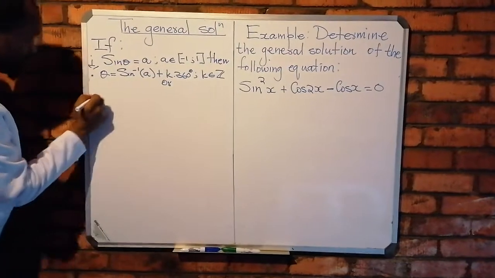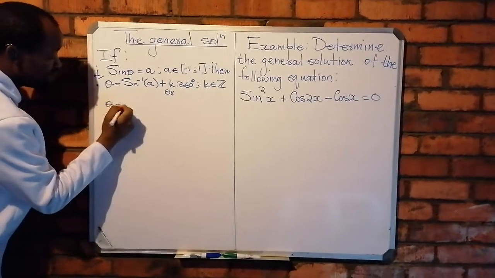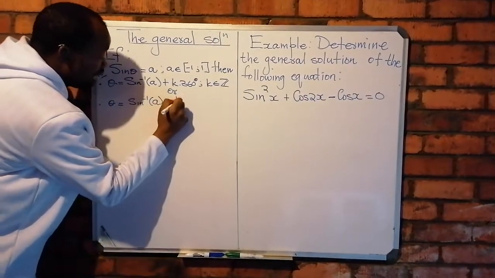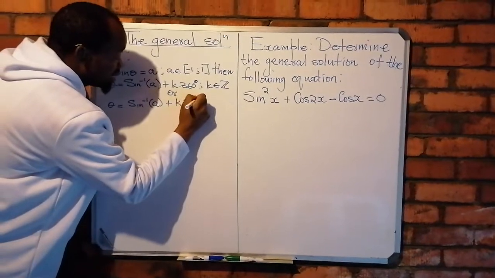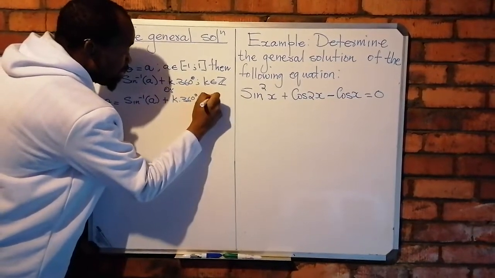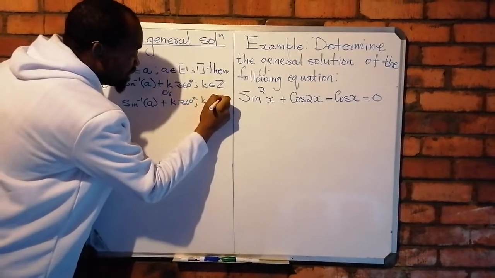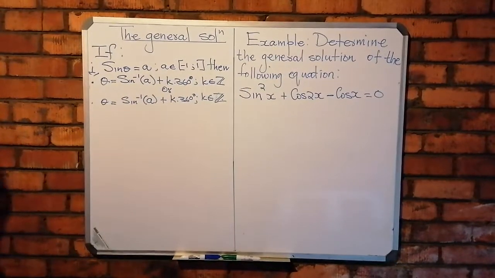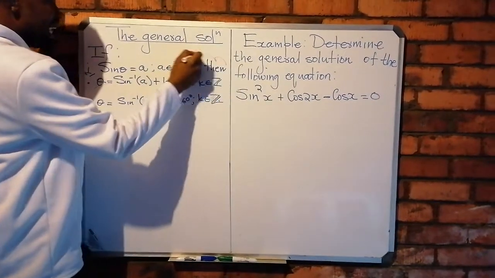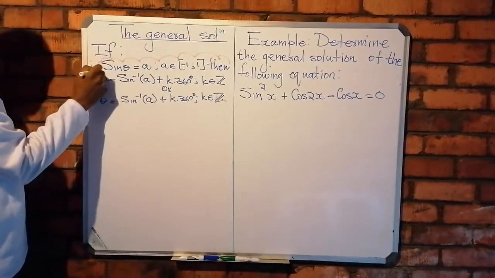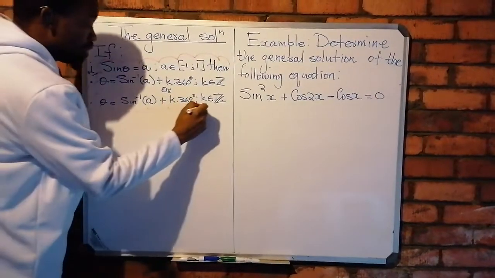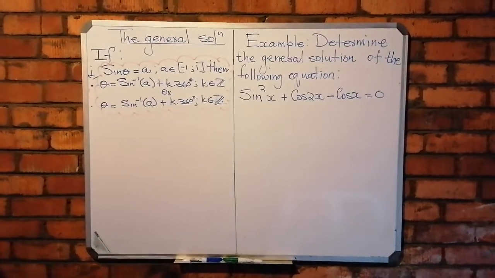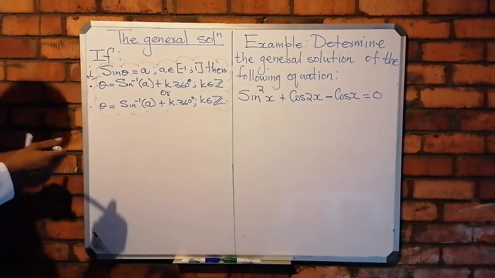Or theta is equal to arc sine of A plus k times 360 degrees, where k is an element of integers. Now, this is the condition for sine theta. Let's enclose it beautifully there. Condition for sine theta, which must be remembered. Then we have the second one.